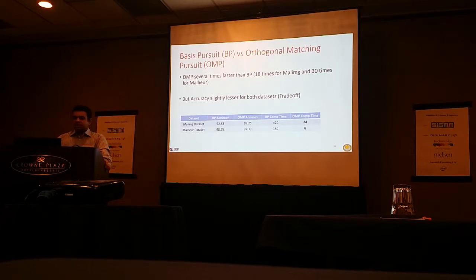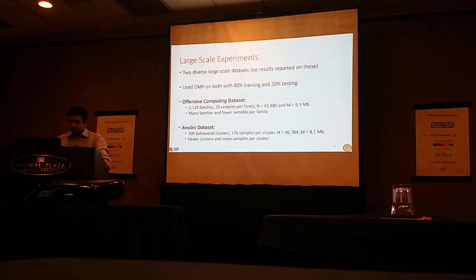For the first case, the accuracy was 89%. For the second case, however, it's not that bad, it's still 97%. But the timing is at least 24 times faster, it's 18 times for the MalImage data set and 30 times for the Malware data set. So for large-scale experiments, we're going to use orthogonal matching pursuit in order to compute the coefficient vectors.